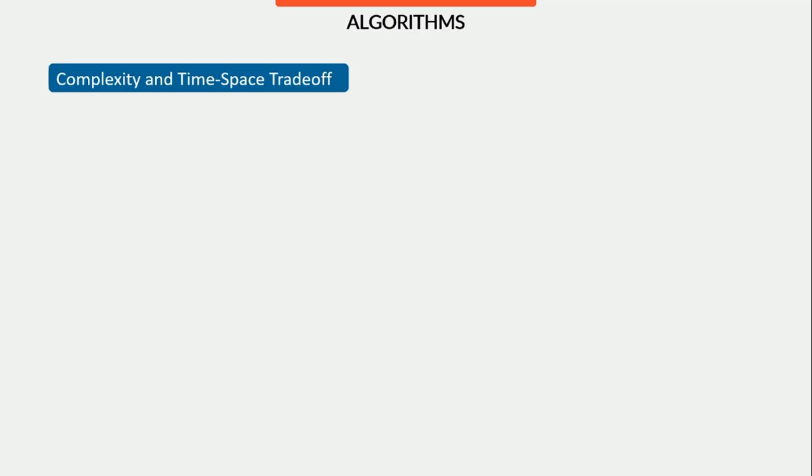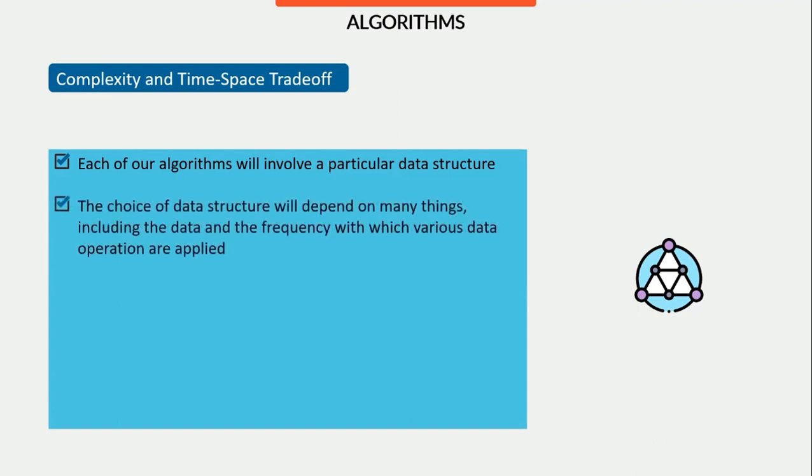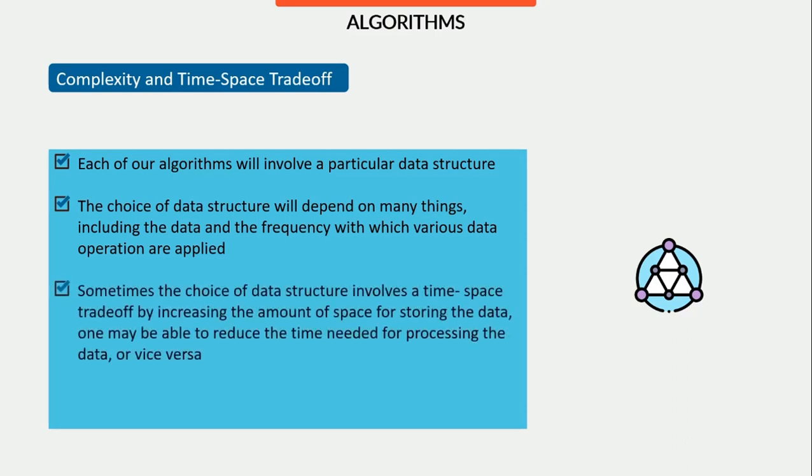Each of our algorithms will involve a particular data structure. The choice of data structure will depend on many things, including the data and the frequency with which the data operations are applied. Sometimes the choice of data structure involves a time-space trade-off. By increasing the amount of space for storing the data, one may be able to reduce the time needed for processing the data, or vice versa.